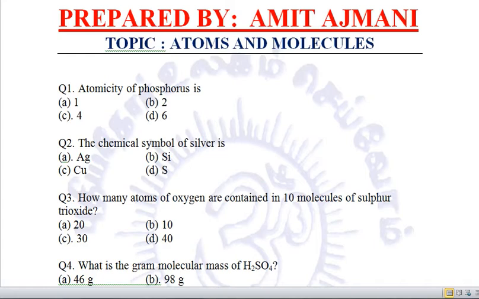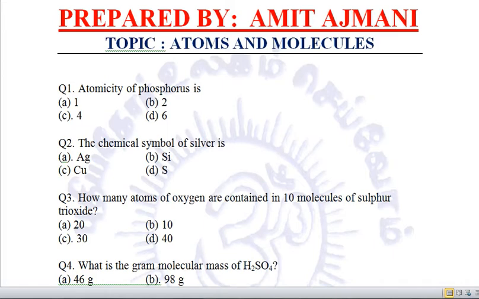In the previous class, we completed the chapter Atoms and Molecules. Today, we are supposed to discuss the question answers, and I really hope that you all are prepared for it. So, not to waste any more time, let us start directly with the work.